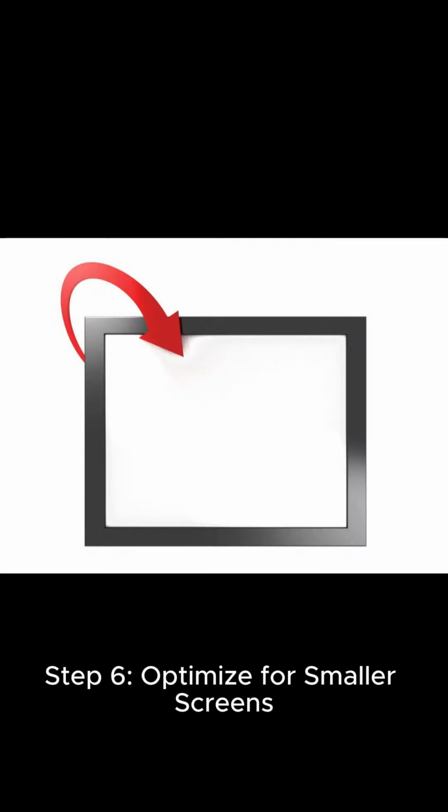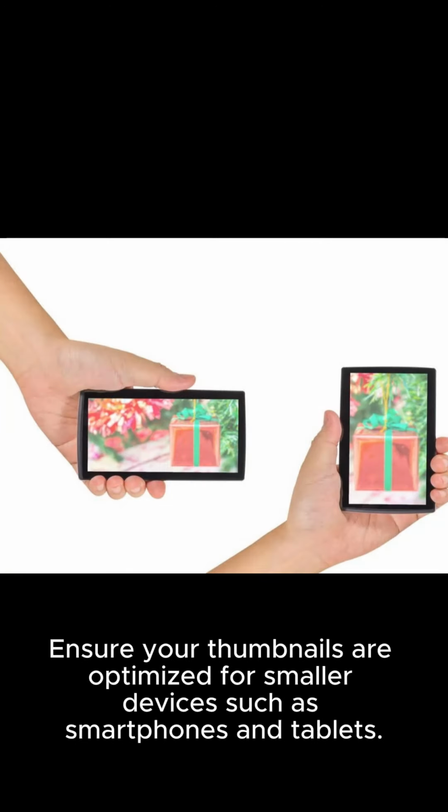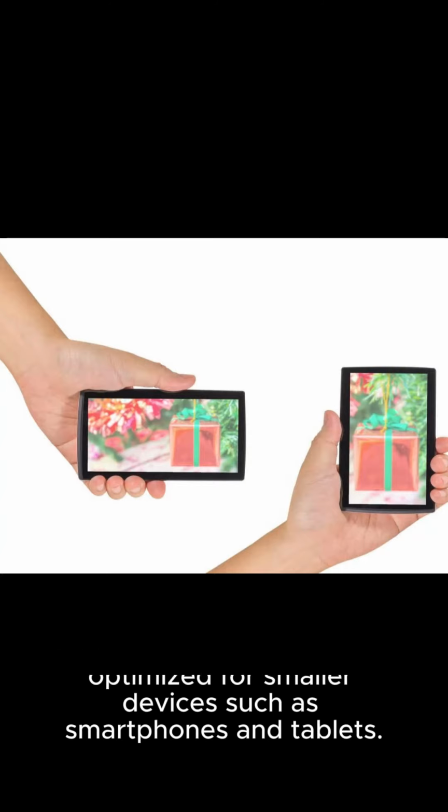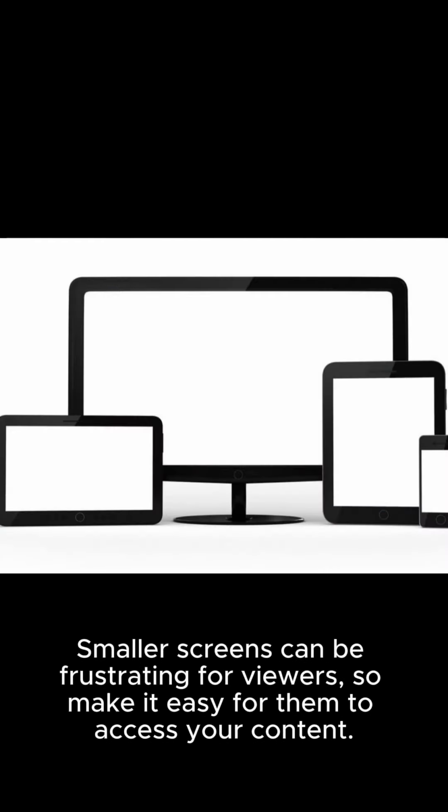Step 6. Optimize for smaller screens. Ensure your thumbnails are optimized for smaller devices such as smartphones and tablets. Smaller screens can be frustrating for viewers, so make it easy for them to access your content.